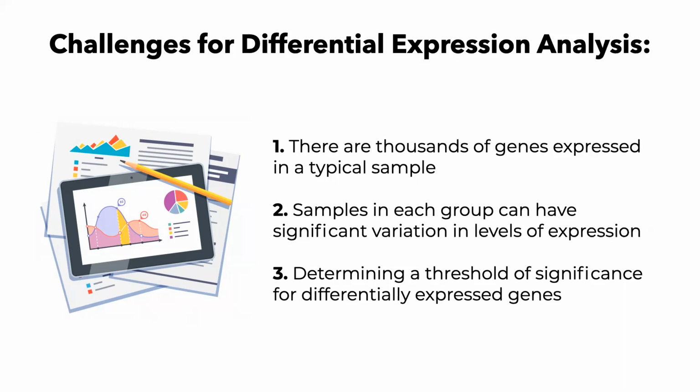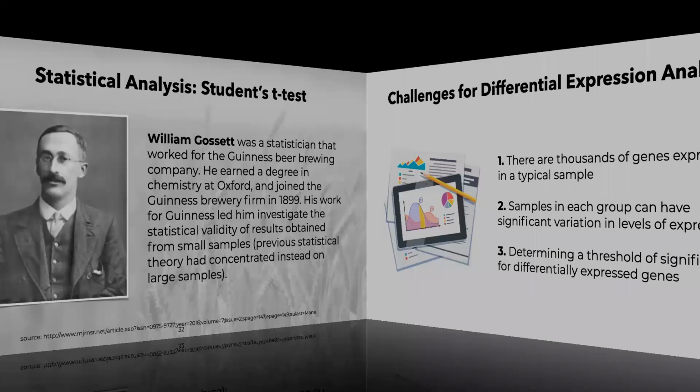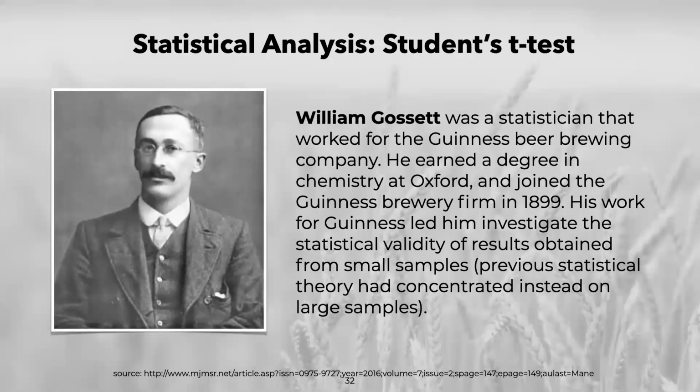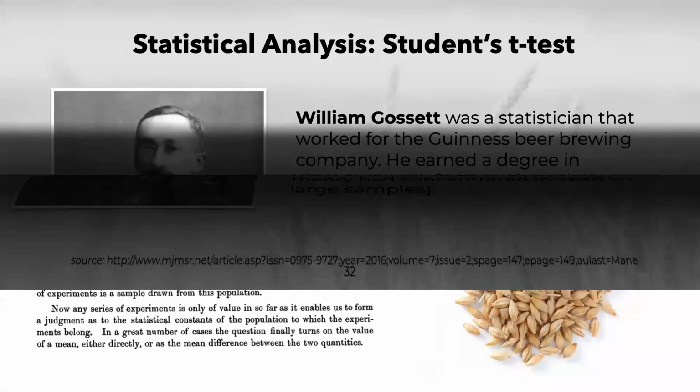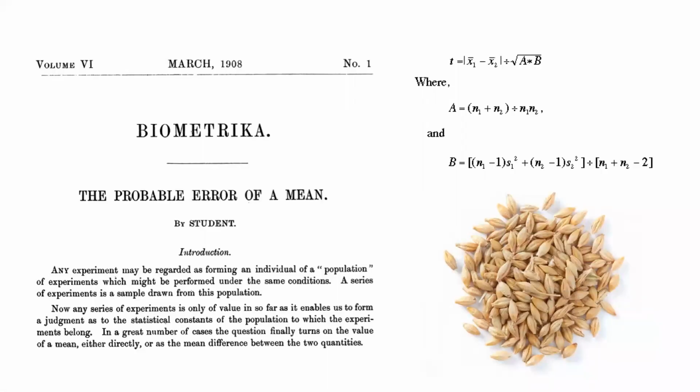To talk about this, you're probably familiar with William Gossett. William Gossett was a statistician who worked for the Guinness Company making beer, and his statistical interests were in looking at statistical significance of small sample sizes. One of the things that he did is publish a paper called The Probable Error of a Mean. And as a result of that paper, today we have what is called the Student's t-test.